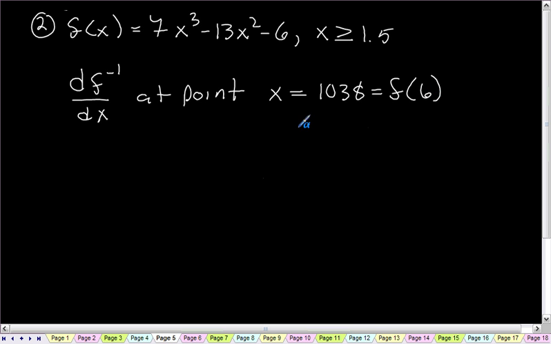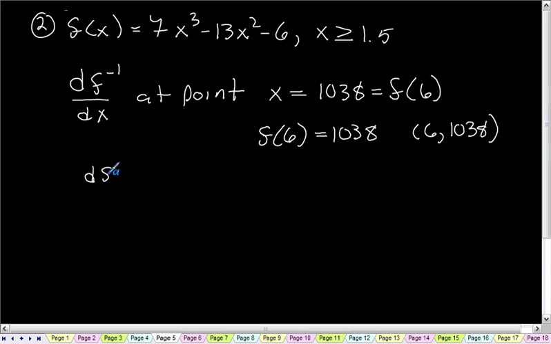What this means is that for this function f of x, when x equals 6, the function equals 1038. And that lies within the domain. So this is the point 6 comma 1038. That's not what they're asking for. They're asking for the derivative of the inverse. The derivative of the inverse.